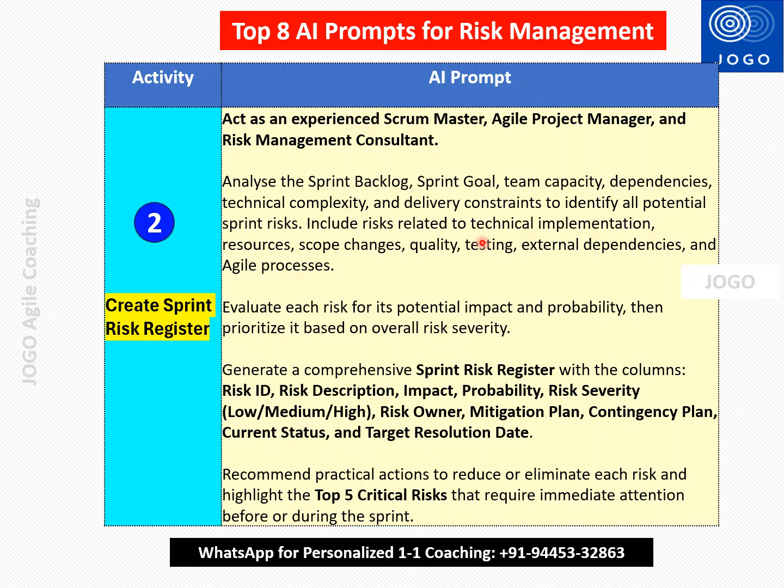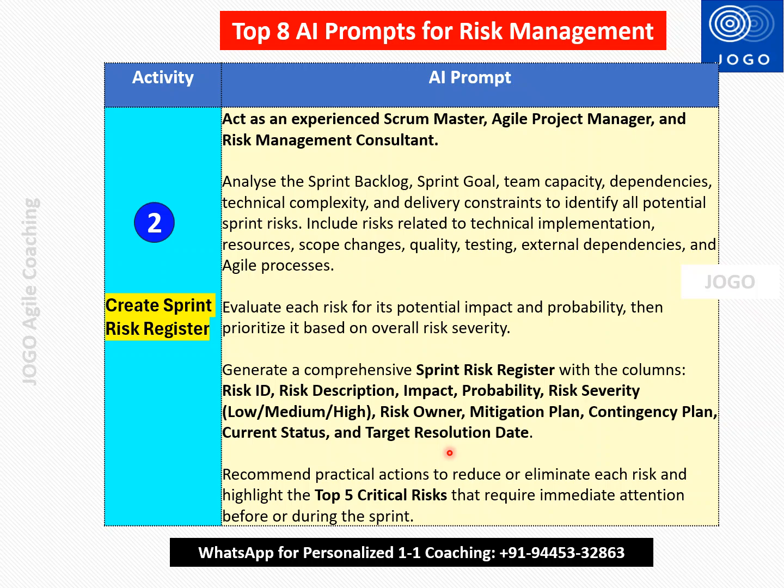all the risks. The third step is evaluate each risk for its potential impact and probability, then prioritize it based on overall risk severity. So we are going to prioritize the risk, then generate the comprehensive sprint risk register with the columns. So the risk register will be created, and recommend practical actions to reduce and eliminate each risk, and highlight the top 5 critical risks that require immediate attention before and during the sprint. So this will give the top 5 critical risks in the risk register format so that we can work on it.